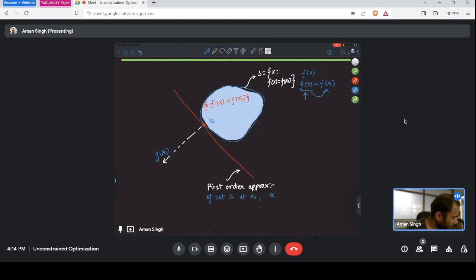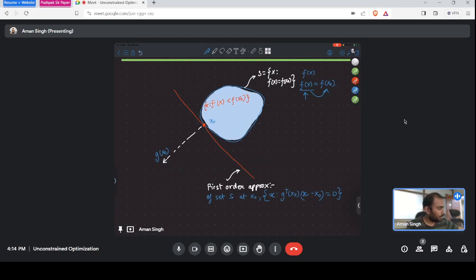So basically you get g transpose (x naught)(x minus x naught) equals 0. So this is the hyperplane. This concept we'll use in multivariable optimization, so I just wanted to introduce it to you here.